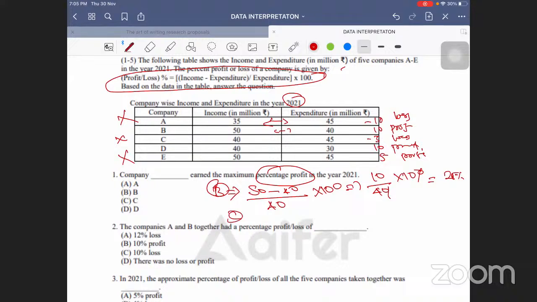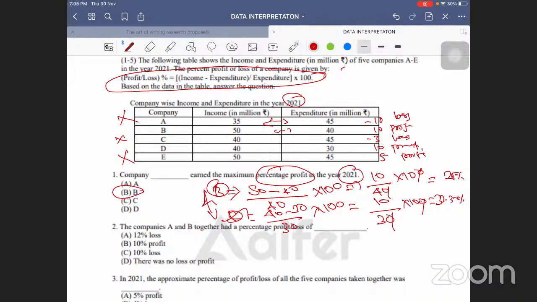And D has income 40 and expenditure 30. 40 minus 30 is 10, divided by 30 into 100, so 100 divided by 3, which is 33.3, so 33%. Comparing B and D, D has the highest percentage, so the answer is D. So company D has the maximum percentage of profit in the year 2021. Clear?